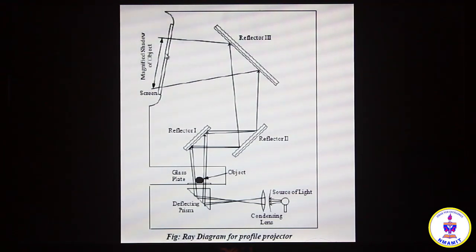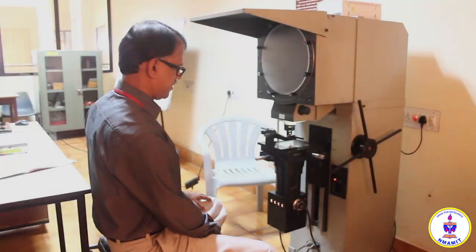And this shadow can be used for direct measurement or can be used for comparison with the standard profiles of the object, of which the desired parameters can be measured. And this is very convenient when the object, because of its size and geometry, cannot be conveniently measured by conventional measuring devices.